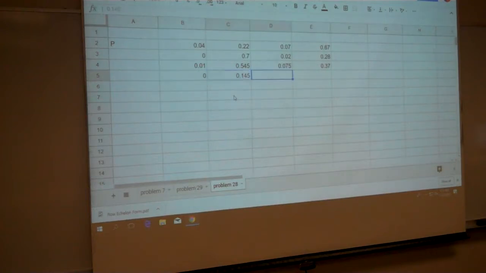Hey, I'm noticing that there's some zeros in here. Wait a minute. If there's some zeros in here, is this a regular matrix? Is this a regular Markov chain? I'm going to check, by the way, to make sure that these all add up to 1, just because I'm always scared of that.